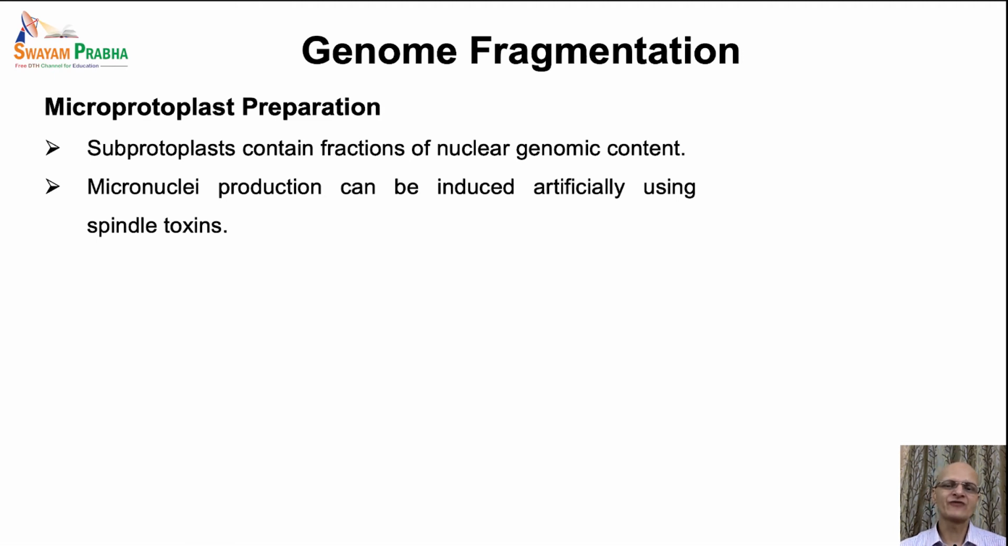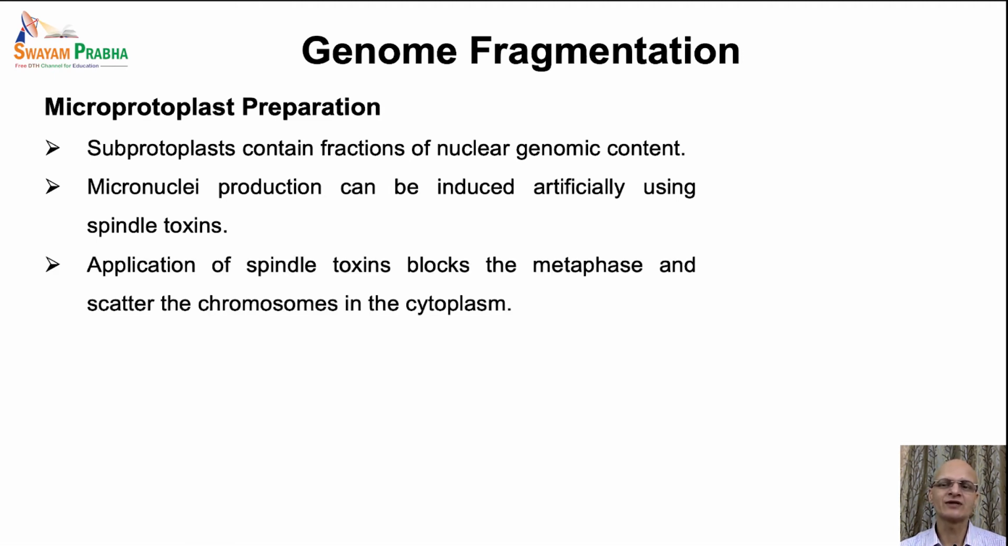The distribution of the nuclear material in multiple smaller structures can be induced by the use of these spindle toxins. Usually, toxic substances like the antimitotic herbicides or colchicine, that is the spindle toxins, are used for this purpose. These are applied at the metaphase in a synchronized culture. Application of these toxins inhibits the metaphase, which results in the scattering of all the chromosomes in the cytoplasm.